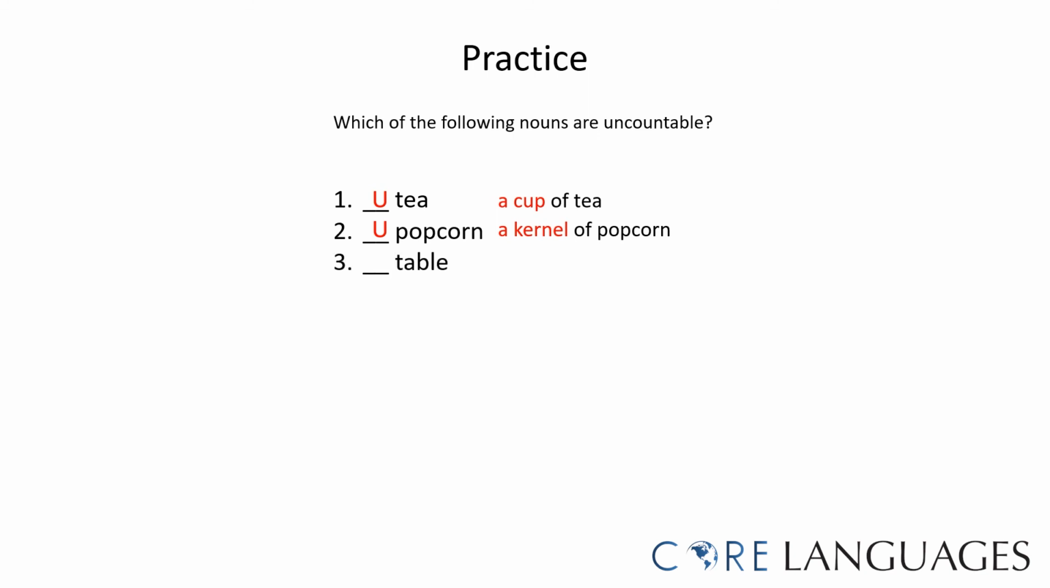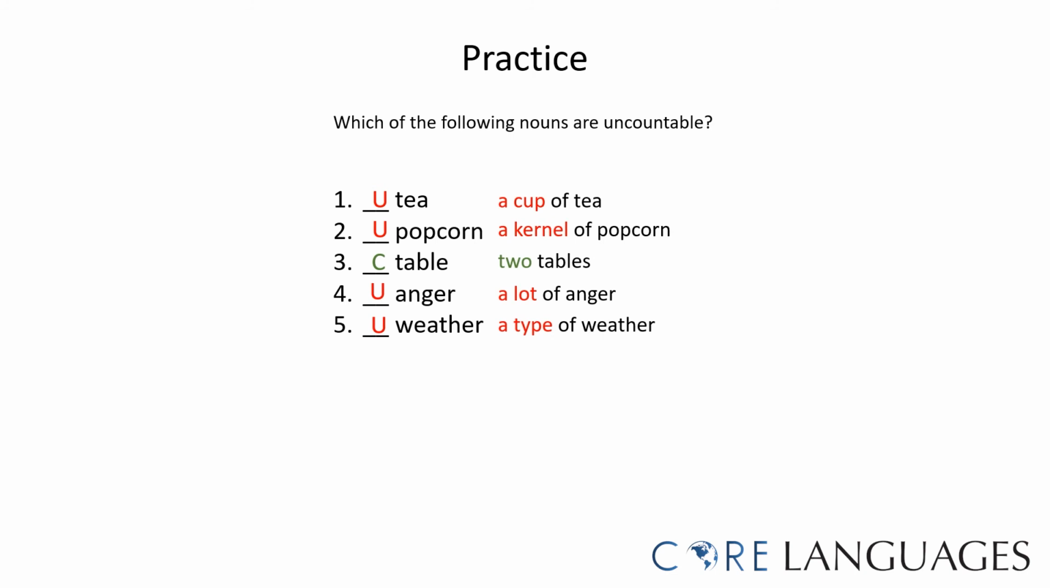Table. Table is countable, and I could say 2 tables or 3 tables. Anger. Anger is uncountable, and I could say a lot of anger. Weather. Weather is also uncountable, and I could say a type of weather.